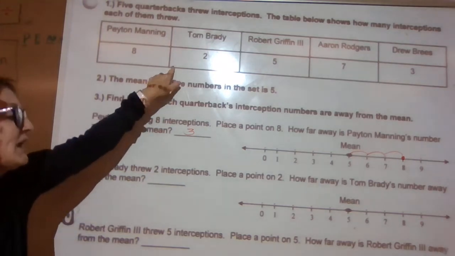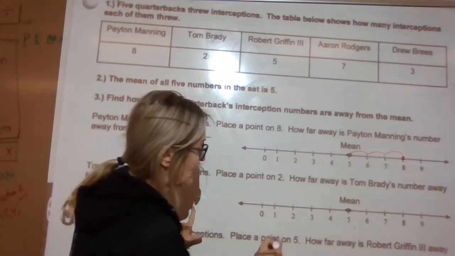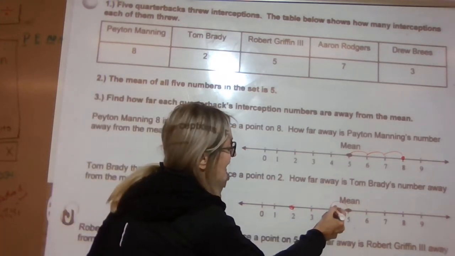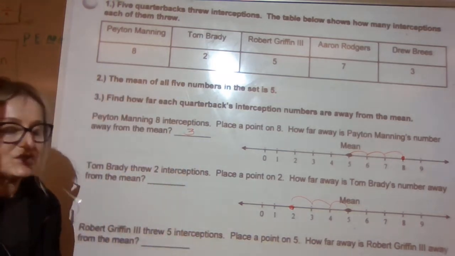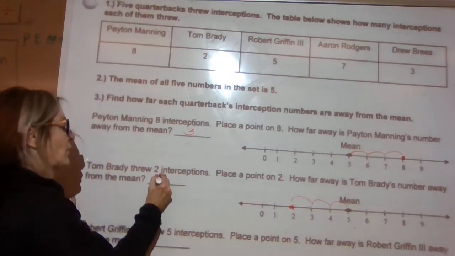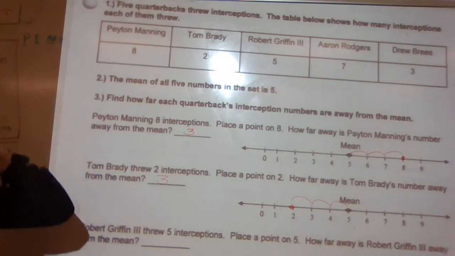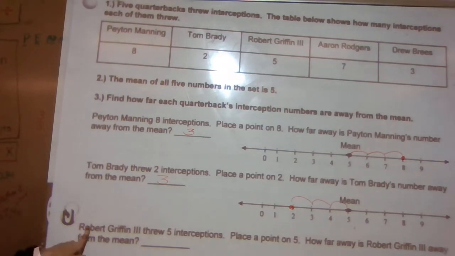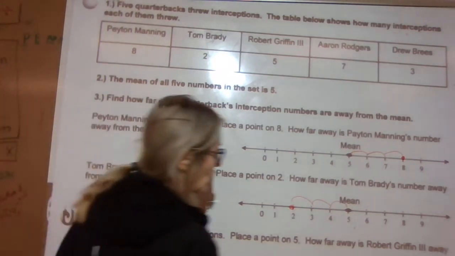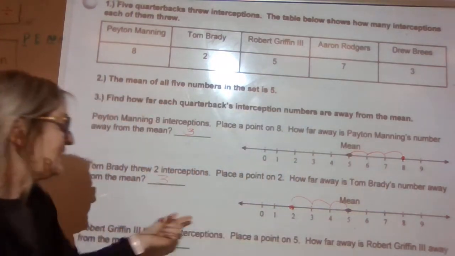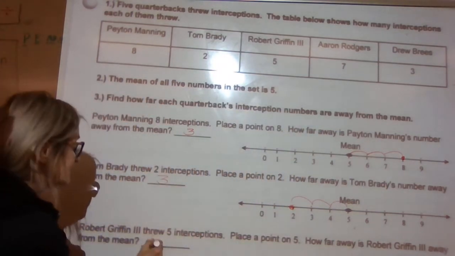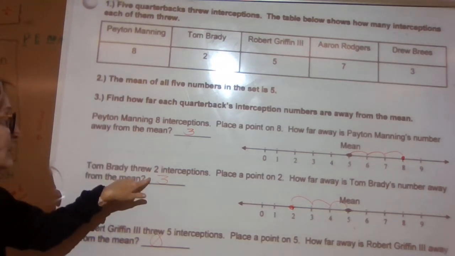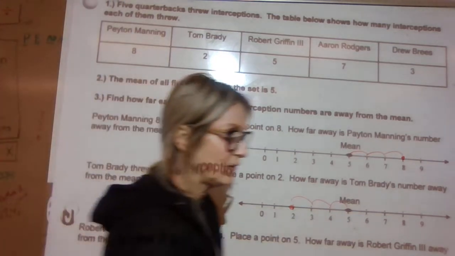So if we look at Tom Brady, the mean is already on here. If I plot Tom Brady's interceptions on there, I have 2. And I can see that it doesn't matter which direction, he is also 3 away from the mean. So we've got 3 and 3. And if we look at RG3, the mean is 5 and he threw 5. So he is actually 0 away. So Peyton was 3 away, Tom Brady was 3 away, RG3 was 0 away.